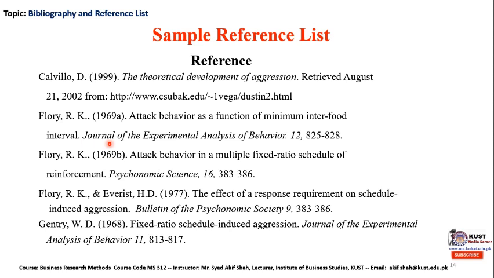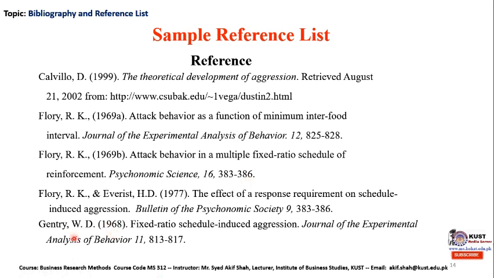And this italic narration represents the journal name, which is Journal of Experimental Analysis of Behavior. Its volume or sequence number 12, and on pages 825 to 828 you can find this research paper. And similarly, this is the Psychonomic Science, its volume number 6, and on pages 383 to 386 you can find the second research publication of this researcher Flory.